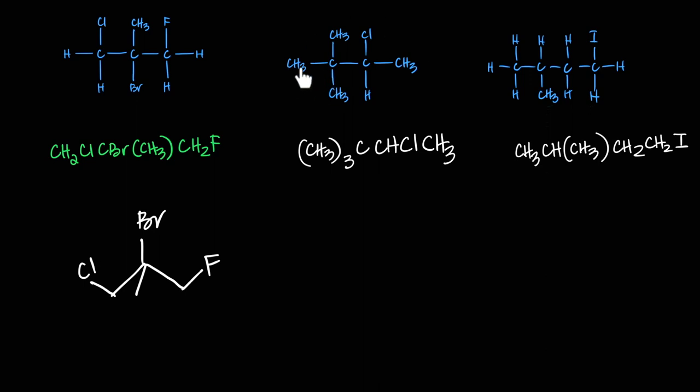This one has 1, 2, 3, 4. This is not a branch. This is in the main center chain. 1, 2, 3, 4. The second one has two CH3s, 1 and 2 slanted. The third one has a Cl. And that's it. That's the skeletal for this.